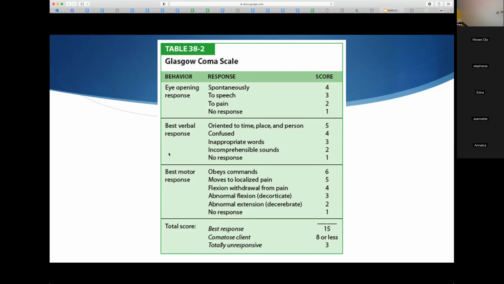Remember, the Glasgow Coma Scale is the most accurate way to determine the patient's level of consciousness. It goes from a 3 to a 15. 15 is normal. 8 and below is considered coma. So let's do a question together to see if you understand it.